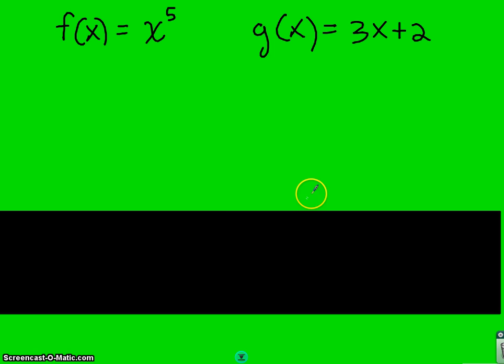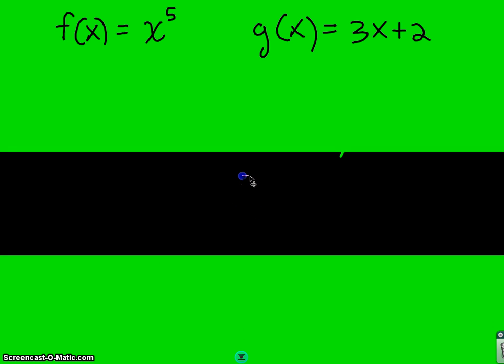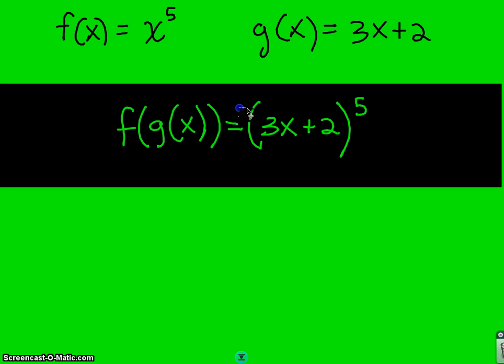Take a moment and see, if I were going to put 3x plus 2, my inside function, into x to the 5th, what would it look like? Think about it for a moment. Hopefully you're thinking in your head what it would look like. And there it is. 3x plus 2 is the inside function, and x to the 5th, or that exponent there, is the outside function. So we're putting this inside where we see x to compose the two functions.